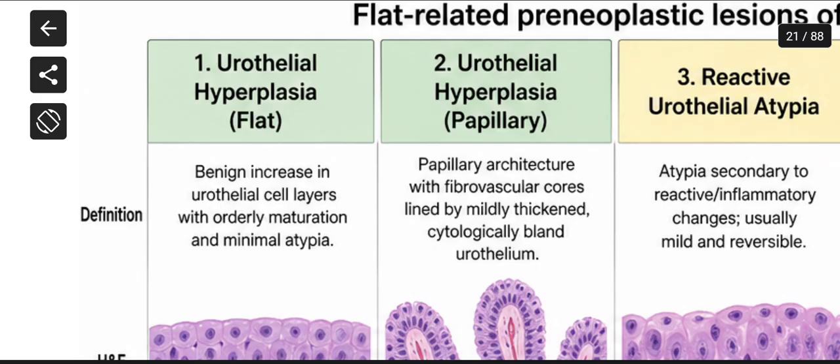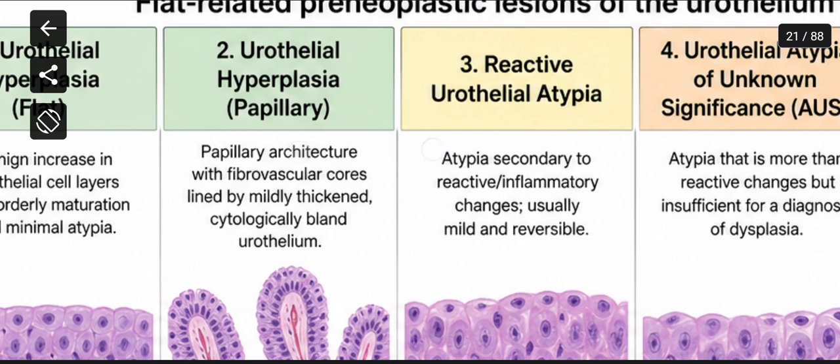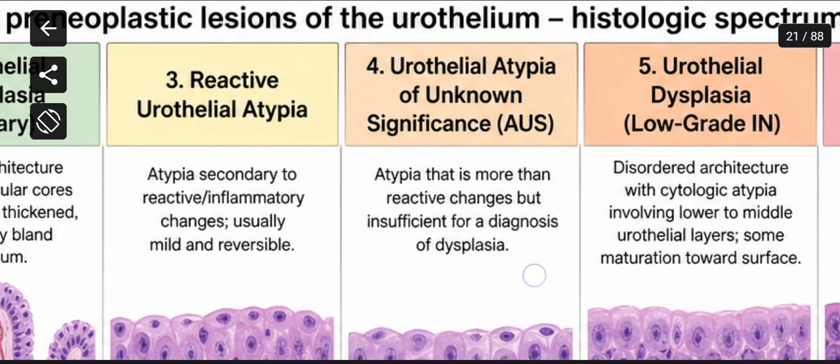In a papillary hyperplasia, again there is mild thickening, but the cells are plump. There is no atypia and there is orderly maturation. Once you have a context of inflammation, the changes would be there. So if these changes are secondary to reaction or inflammation, then we call it a reactive urothelial atypia, sorry.